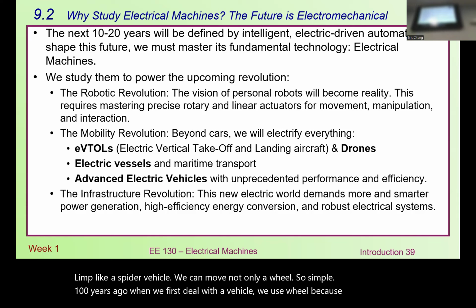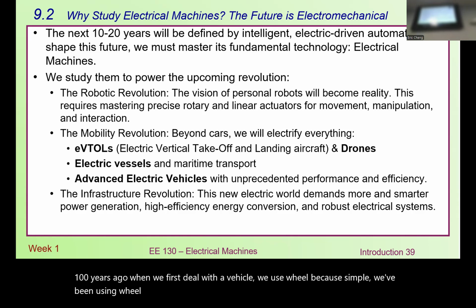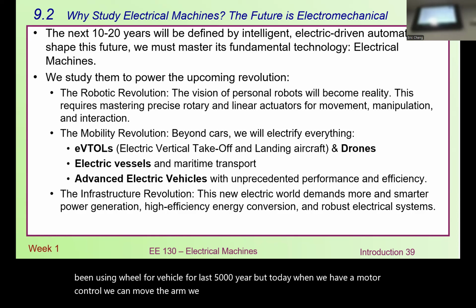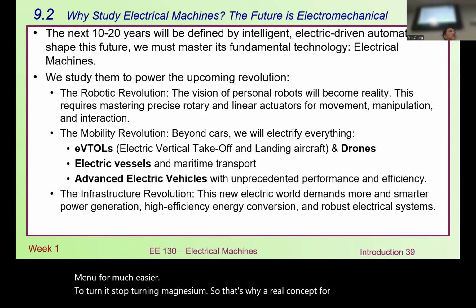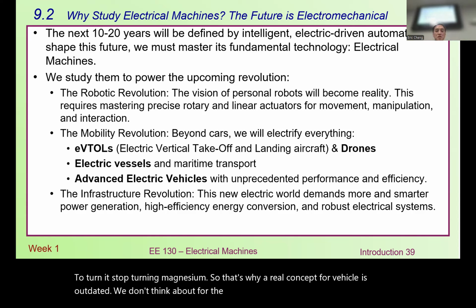We've been using the wheel for vehicles for the last 5,000 years. But today, when we have motor control, we can move the arm, we can move the limb, and implement the spider concept in the vehicle. So the vehicle can go up the hill much more easily, maneuver more easily, turn and stop turning much more easily. That's why the wheel concept for vehicles is outdated. You just think about future vehicles that will be using other methods.